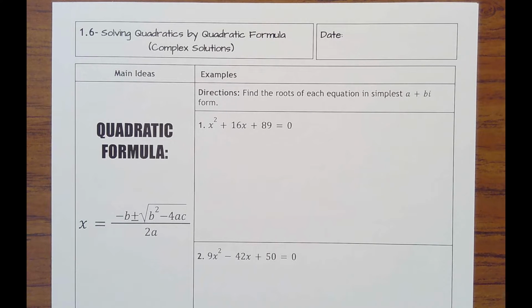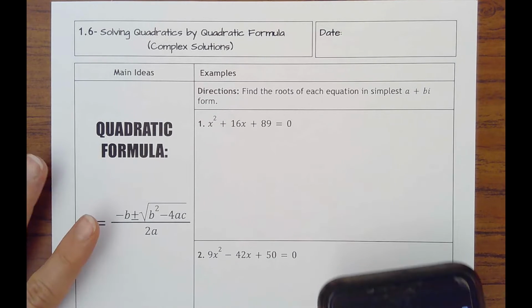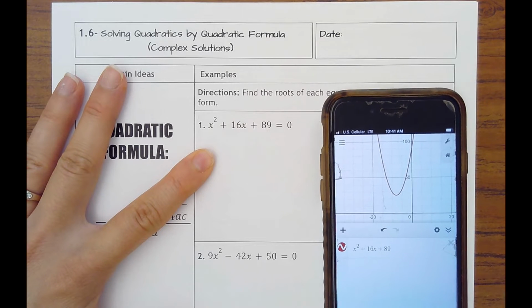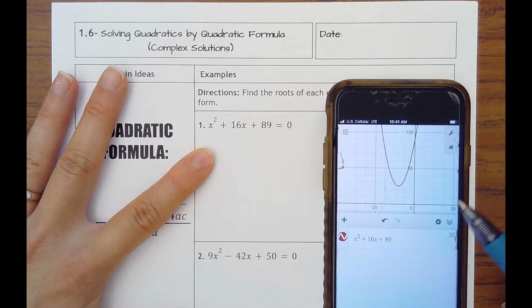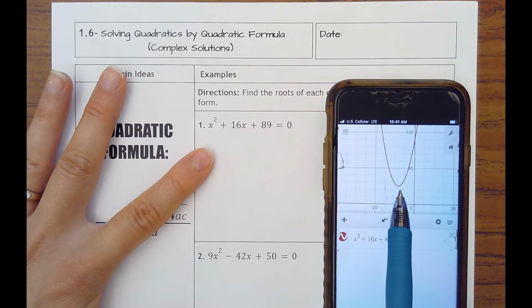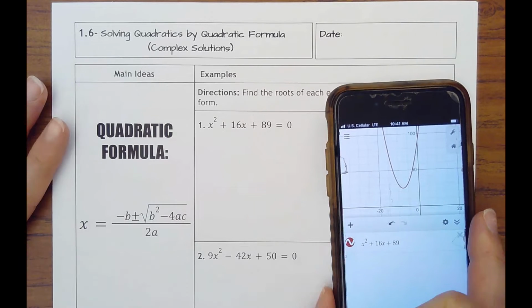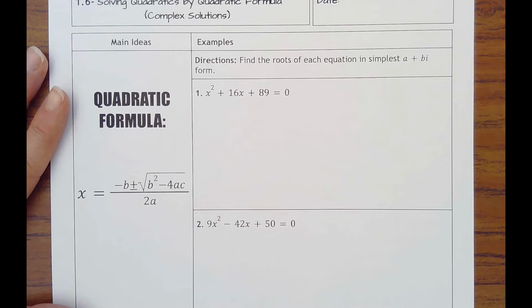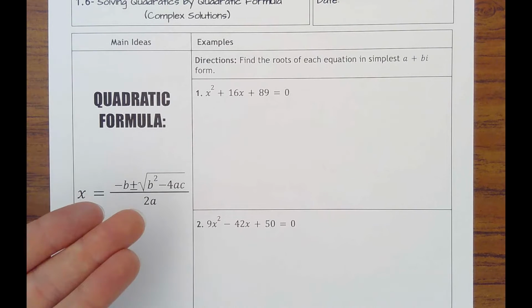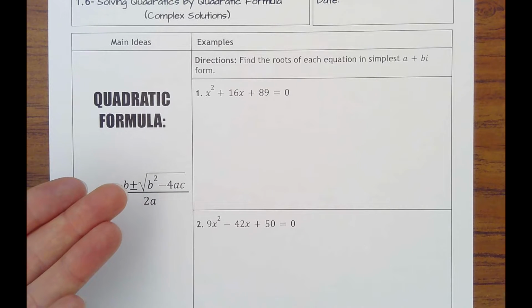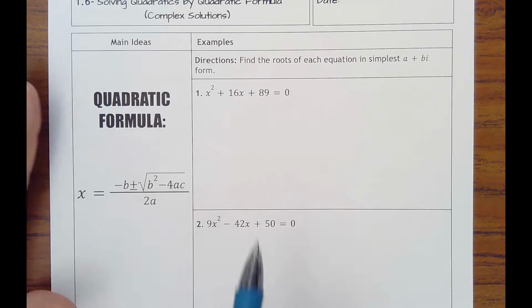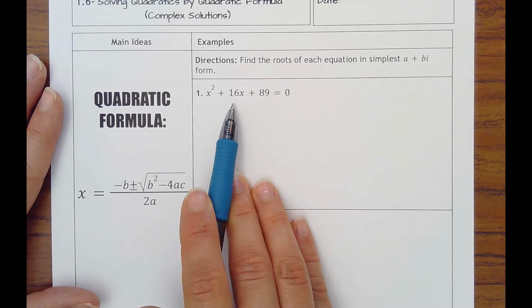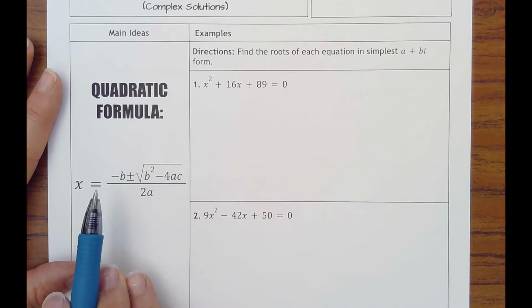Lesson 1.6, solving quadratics by quadratic formula, again with complex solutions. I just want to show you this number one right here. If I graph it on Desmos, here's my x-axis. See how it's above that? So it doesn't look like it has any real solutions. That's going to be a key factor that you can't factor this like a basic trinomial. There's going to be nothing that multiplies to make 89 and adds to make 16. So the quadratic formula is going to come into play.